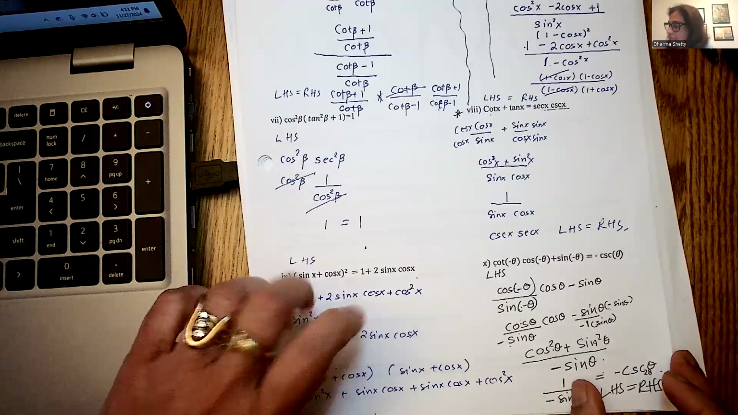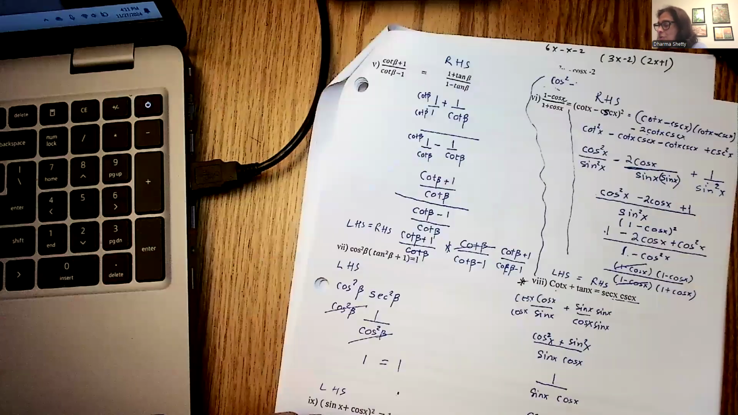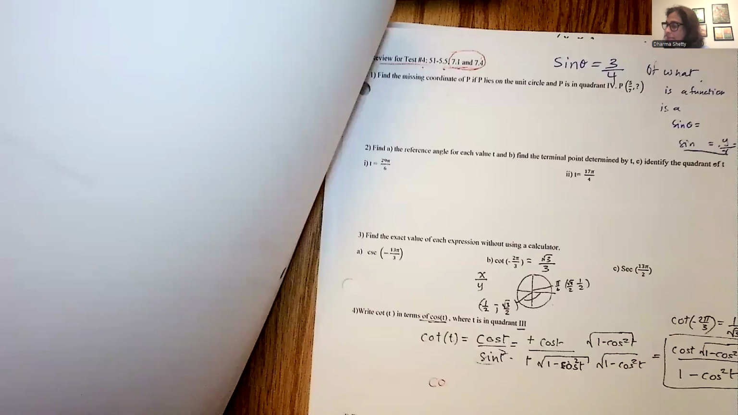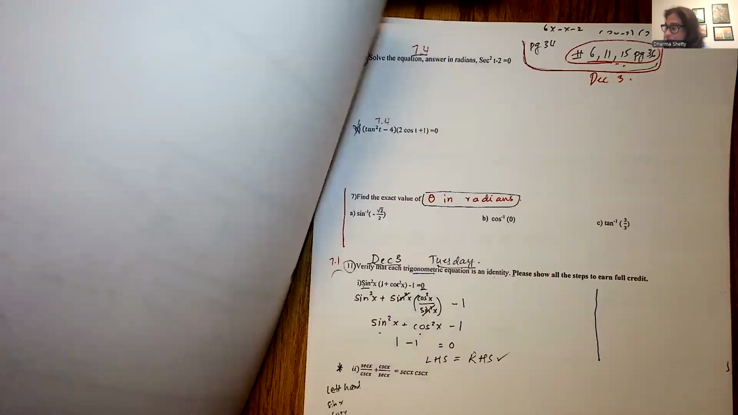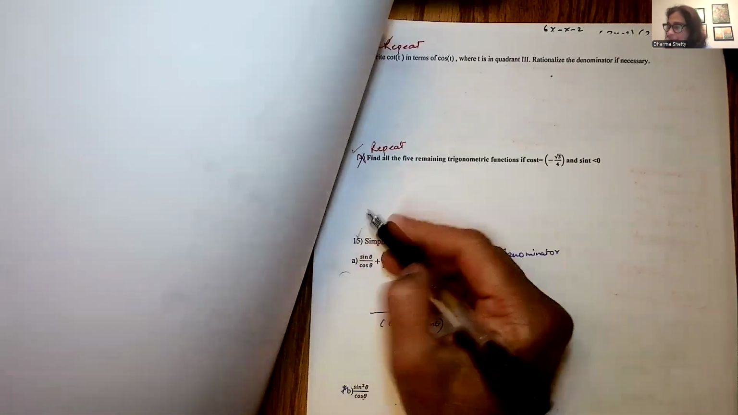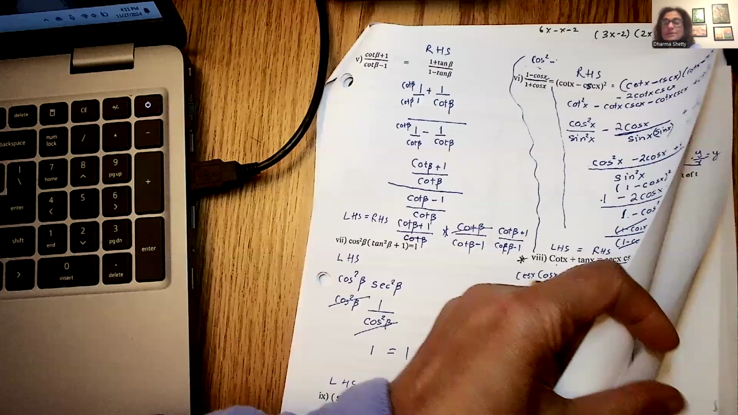So I had announced on the review day, there are a couple of problems on the last page from this section that are due on the Tuesday after we come back. And that is problems from page 34, problem number 11, and from page 36, problem 15. Both of these are due on the Tuesday after we come back from break.